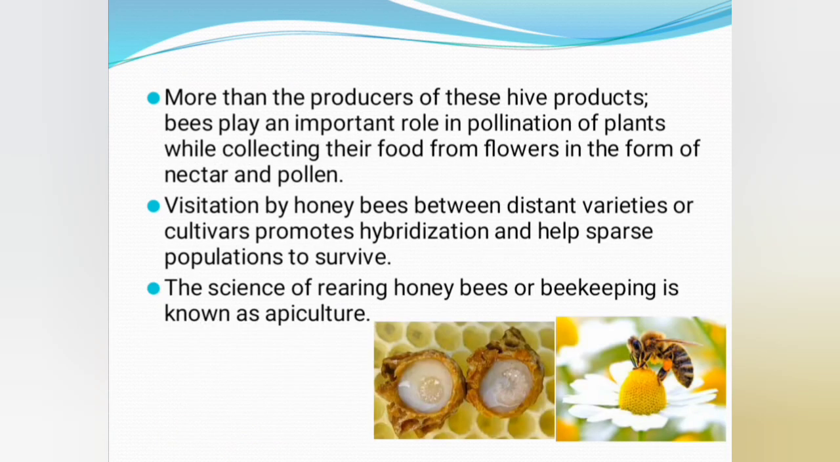More than being producers of these hive products, bees play an important role in the pollination of plants while collecting their food from flowers in the form of nectar and pollen. Nearly more than 80% of the pollination is done by honeybees. Visitation by honeybees between different varieties, distant varieties or cultivars promotes hybridization and helps sparse populations to survive. The science of rearing honeybees, or beekeeping, is known as apiculture.